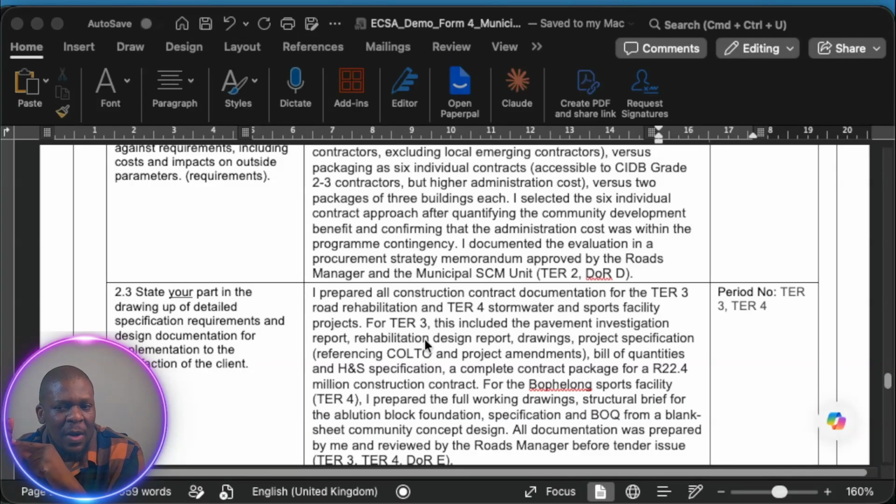Remember we spoke about putting together a bill of quantity. We also spoke about putting together a specification. So you are putting together a specification that will be executed by contractors or might be executed by your internal construction team or maintenance team.